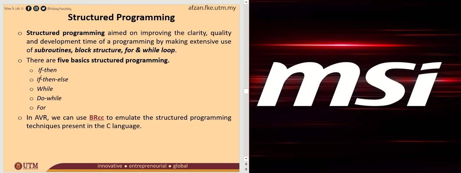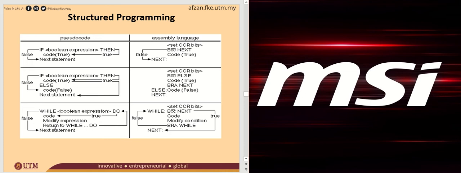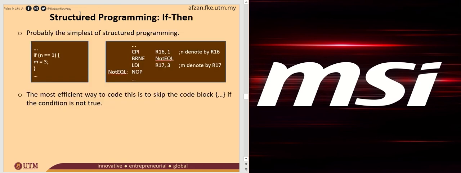Instead of using the if then else, while, do while, and for loop, we can also use the branch instruction in order to emulate these five basic structured programming constructs. In the next slide we will learn how to do structured programming: given a C program, we are going to write it down in assembly language. The first structure that we are going to learn is if then, which is probably the simplest.